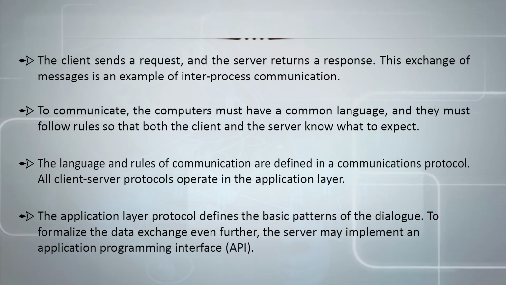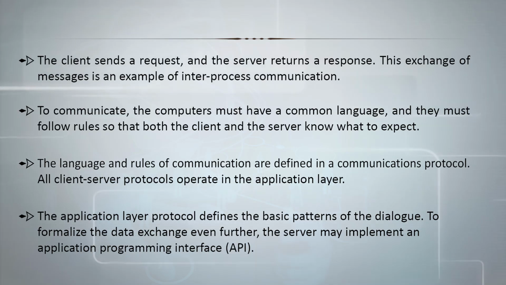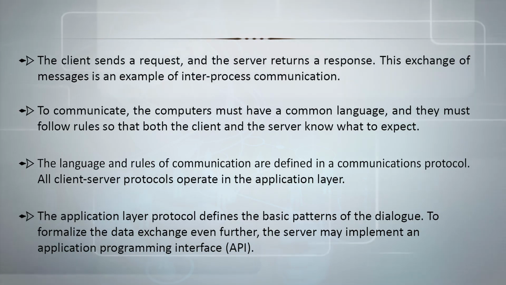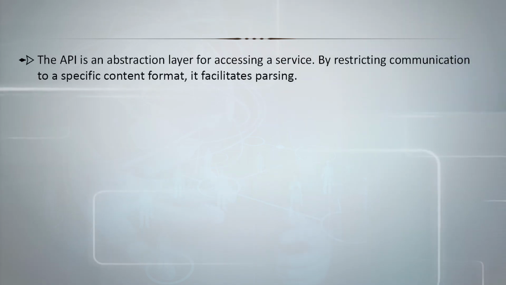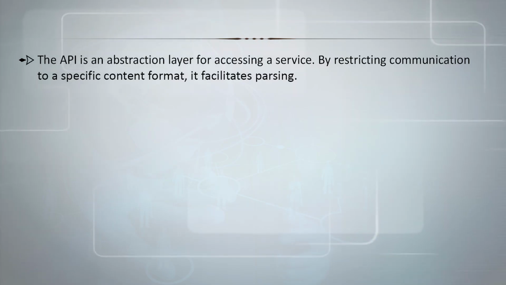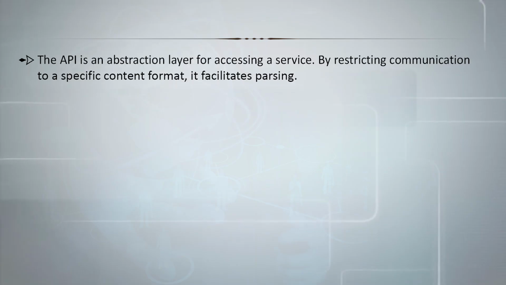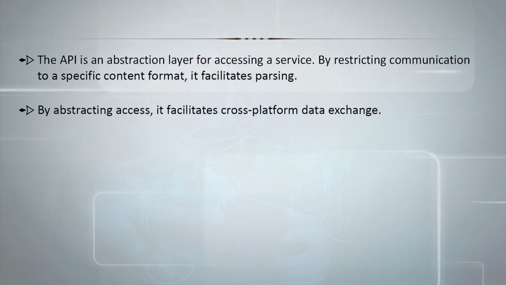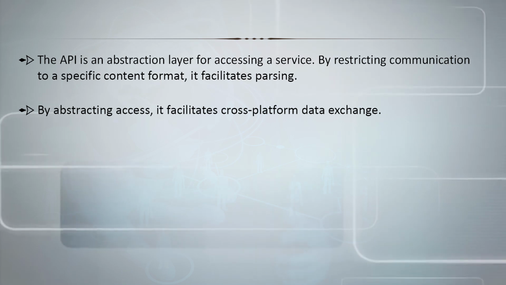To formalize the data exchange even further, the server may implement an application programming interface. It can also be called API. The API is an abstraction layer for accessing a service. By restricting communication to a specific content format, it facilitates parsing. By abstracting access, it facilitates cross-platform data exchange.